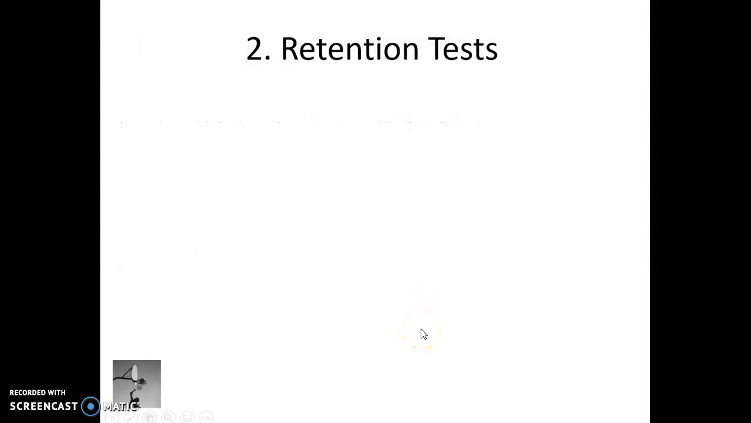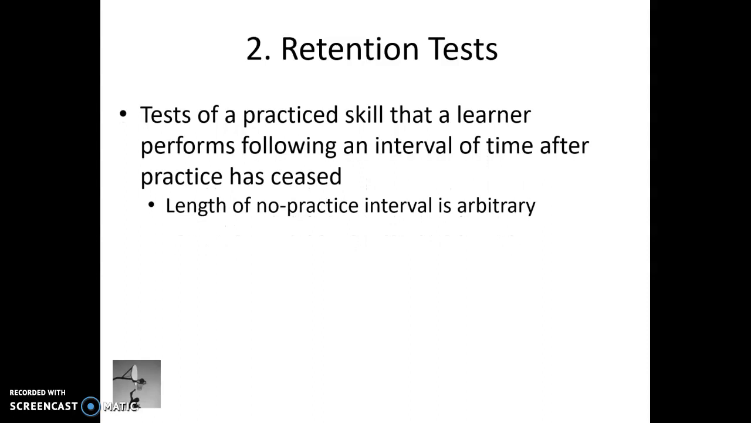A retention test is often used to help us see if learning has occurred. The idea here is after you practice a skill, you take a period of time off, and then you come back to see if you can replicate that skill. We often do that. You practice a skill in class, and then you come back 2 days later and you see if you can replicate that skill again. That would be a retention test.